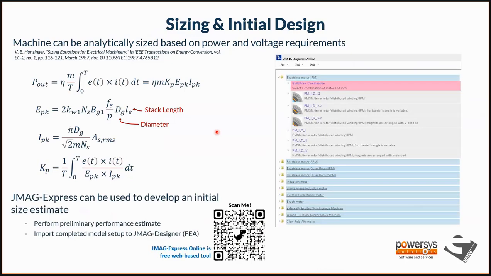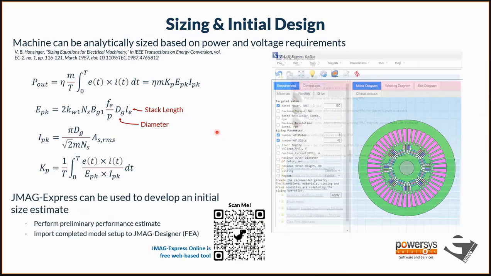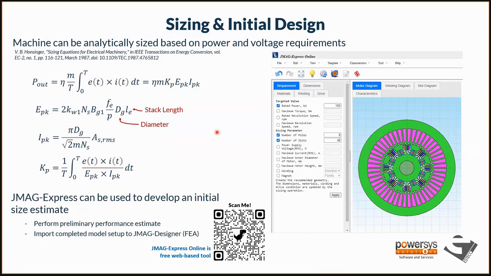Also, this is something you can do with JMAG Express, which is a tool in the JMAG family. And JMAG Express Online is actually a free version of the tool that's available. You can go to the website using the scan here and check for more details. But it is used to perform preliminary performance estimates, and it can also set up the initial model, and you can directly import that for a full FEA in JMAG Designer. For now, JMAG Express doesn't offer synchronous reluctance machine, but one thing we can do is use a multi-layer IPM machine and turn off the magnets to bring it into JMAG Designer for full FEA.